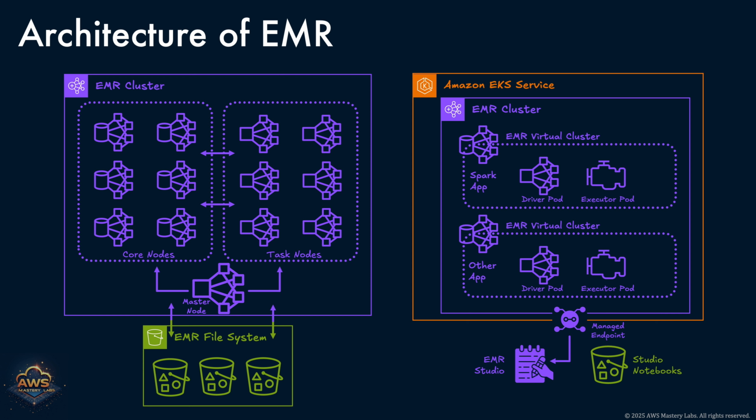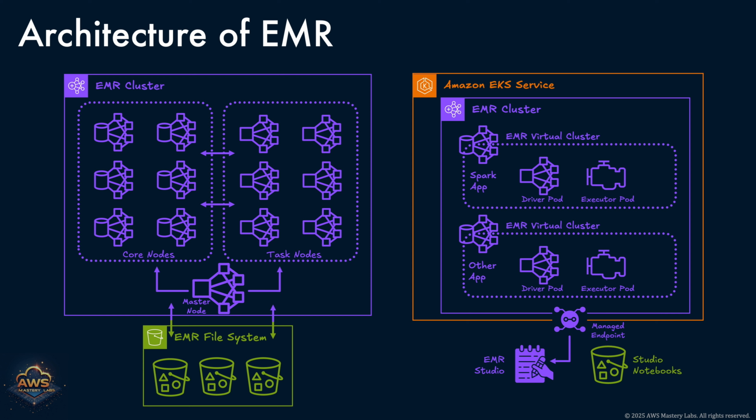Each EMR virtual cluster is composed of driver pods and executor pods. The driver pods act similarly to the traditional master node. They coordinate the execution of distributed applications such as Spark jobs. They schedule tasks, manage metadata, and handle the overall job lifecycle. The executor pods, on the other hand, are the equivalent of worker nodes. They perform the heavy lifting, the actual execution of the computations across the data.